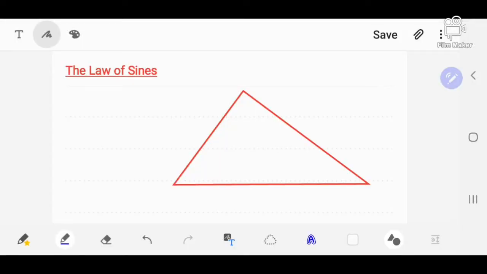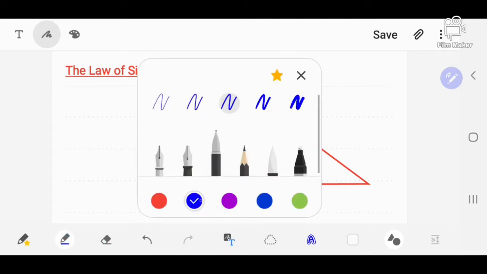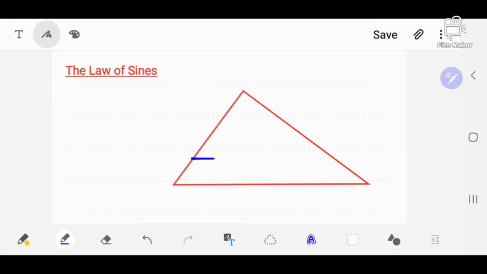Well, now if you want to solve an oblique triangle or a non-right triangle like this one, we can use the law of sines, or the sine law as many people call it. How does that work? Let's say that we have triangle ABC, where capital A represents angle A, capital B represents angle B, and the same thing for angle C.